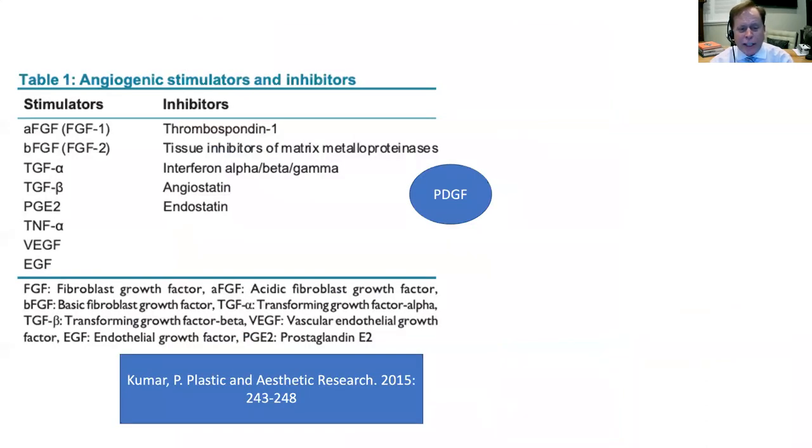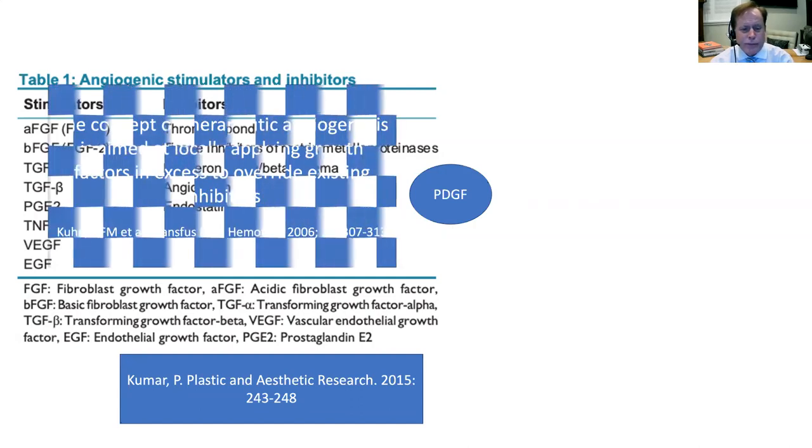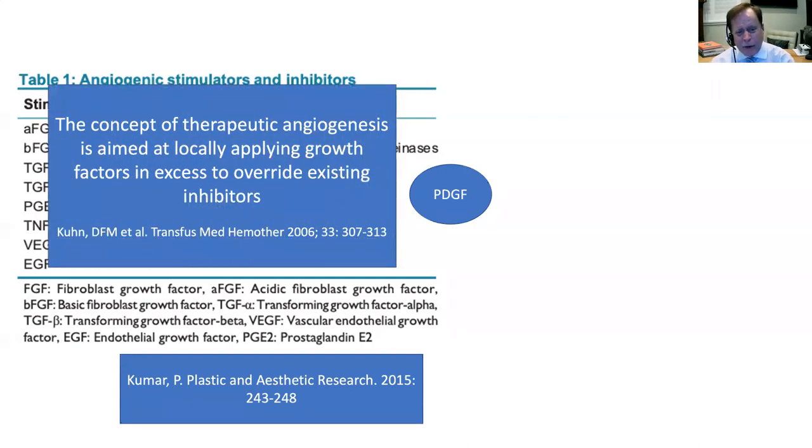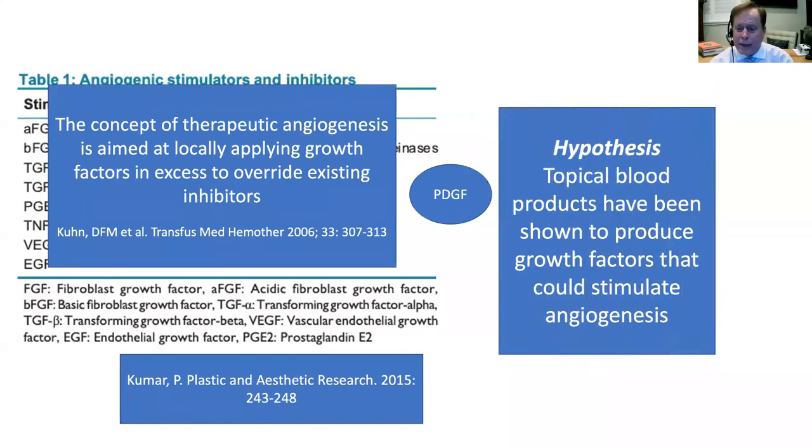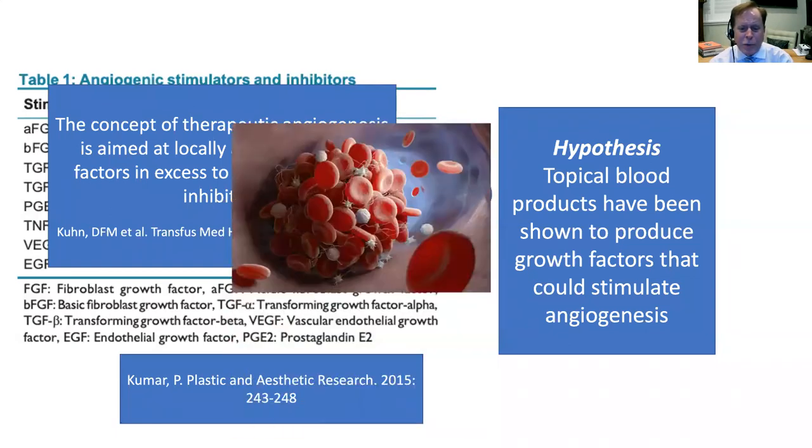We also have angiogenic stimulators and inhibitors, and there are many of them, including tumor necrosis factor alpha, platelet-derived growth factor, etc. Now, there is a concept of therapeutic angiogenesis, which is aimed at locally applying growth factors in excessive amounts to override existing inhibitors. And this is exactly what this topical blood clot therapy can do. It can clearly be hypothesized that topical blood products have been shown to produce multiple growth factors in large amounts that clearly could stimulate angiogenesis. This is just an example of what that may look like.